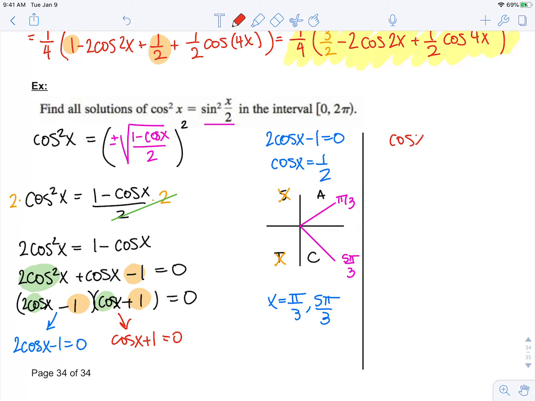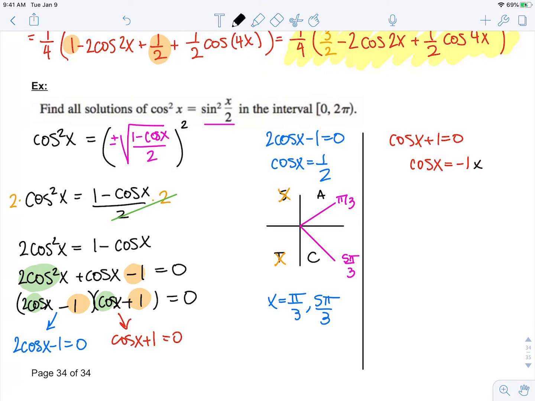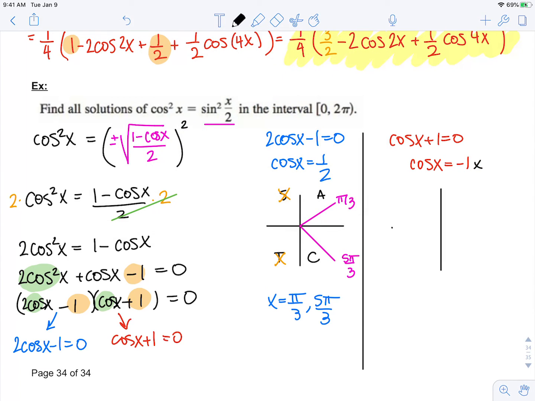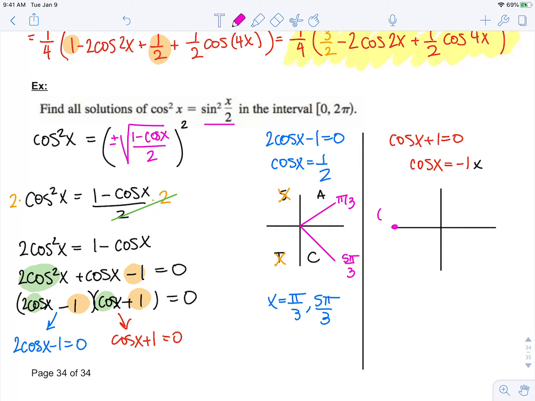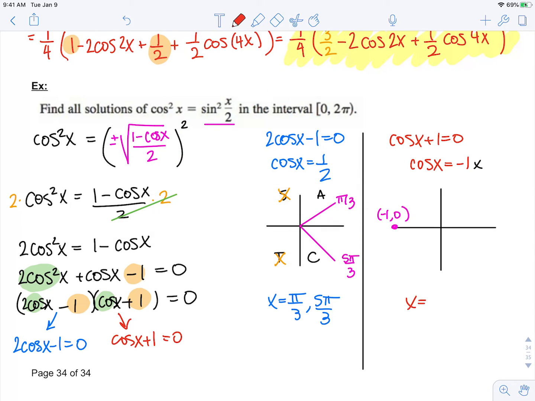Now, cosine x plus 1 equals 0. So that means cosine x equals negative 1. And remember, in our unit circle, cosine is x. Where is x negative 1? That's only here, negative 1, 0. So that is x equals pi. So these are all solutions between 0 and 2 pi.